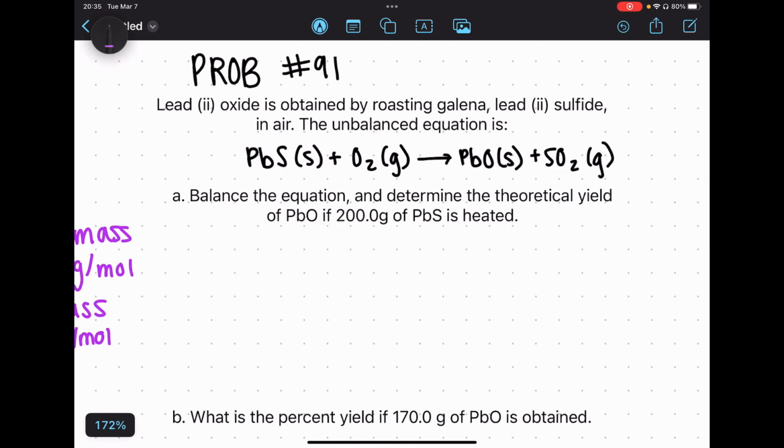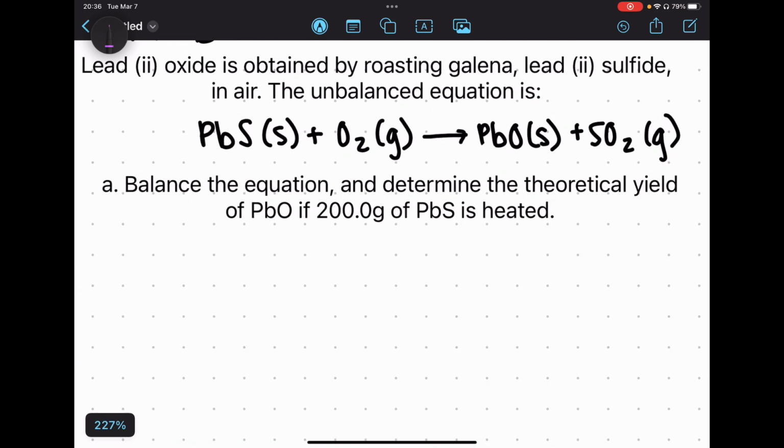So I'm starting with problem number 91 on page 395 of your textbook in chapter 11. So the question is, lead(II) oxide is obtained by roasting galena, lead(II) sulfide, in the air. The unbalanced equation is PbS solid plus O2 gas goes to PbO solid plus SO2 gas. So balance the equation and determine the theoretical yield of PbO if 200 grams of PbS is heated.